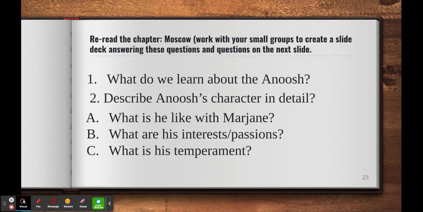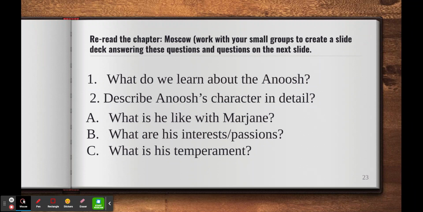You can turn this into one giant one, and I'll try and include a little video that shows some tips and tricks for that. Or if you want to do a traditional slide deck, you can do that as well. But I want you to make sure you answer these questions. What do we learn about Uncle Anush? And then describe Anush's character in detail. What is he like with Marjan? What are his interests and passions? What is his temperament like? And as always, make sure that you are showing evidence of whatever it is you are finding.